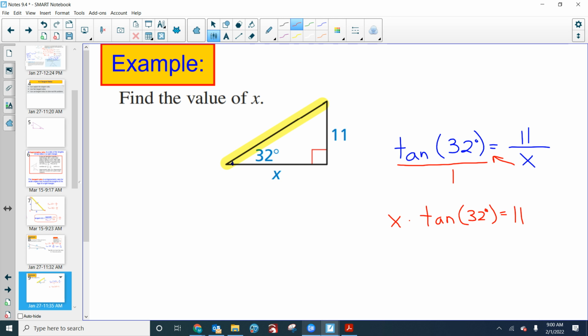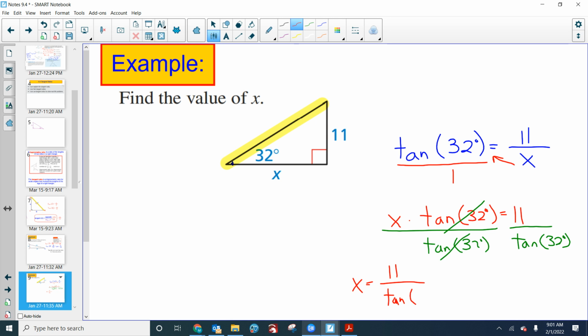What's my last step to get x by itself? Divide by tangent of 32, because it's a number, right? If it was 5x equals 10, you divide by 5. It's x times the tangent of 32. So we're going to divide both sides by the tangent of 32. So these cancel and make 1. X equals 11 divided by the tangent of 32 degrees. That's what we're going to type in our calculator. 11 divided by the tangent of 32 degrees.